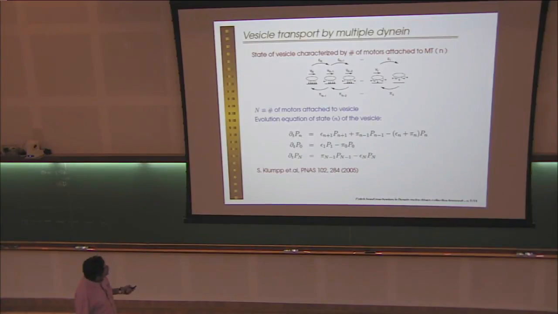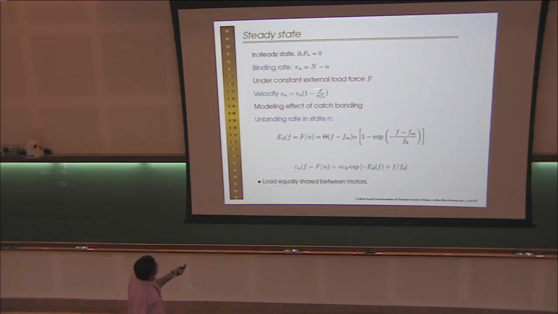And then what we are interested in is really the steady state for this model, which is just the usual thing. But we have to specify more things. One is, of course, the form of the binding rates in a given state n. By that I just mean that if the vesicle is in state n, then small n number of motors are attached to the filament.